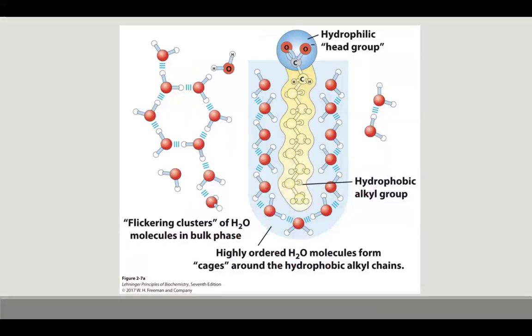So lipids are exceptionally important for hydrophobic interactions. As you see here, lipids have a hydrophilic head group, which can freely interact with water, and they also have a hydrophobic alkyl group. When they come into contact with water, the water molecules become highly ordered and form cages. The reason they form cages, as seen here, is in order to maintain their hydrogen bonds, because they can't interact with the hydrophobic alkyl group. So they form this cage so that the hydrogen bonds, as you can see here, can be maintained.